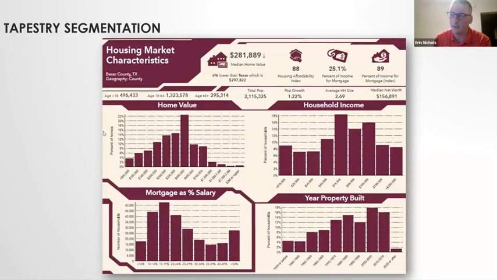Here's a graph from Esri Tapestry Segmentation. This is pulled for Bexar County. It shows the housing market characteristics for those who are looking to buy a house. The reason why I show this is that for the military individuals that are moving to this area, the Army gives you a basic allowance for housing that is supposed to help offset the cost of the house that you want to live in.